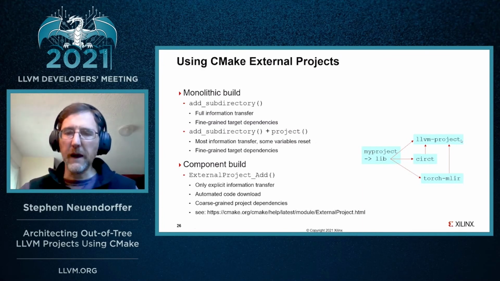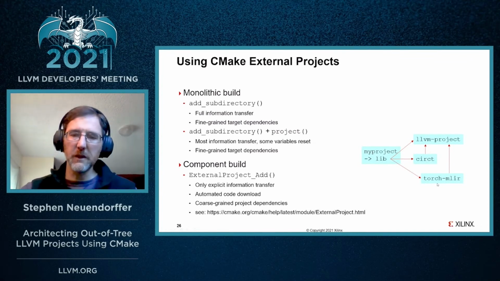And the information that's passed to them will primarily be using the CMake export mechanism to get information from one build into another. We can also specify coarse-grained dependencies using the external project add command so that we can make sure that we always build LLVM first before it builds Circuit and Torch MLIR. And all of these have to be built before our project libraries are built. So I really recommend you read the documentation on this. It's a very useful mechanism we found.